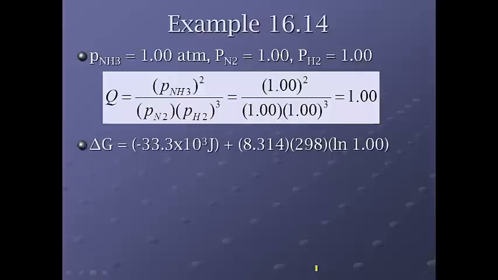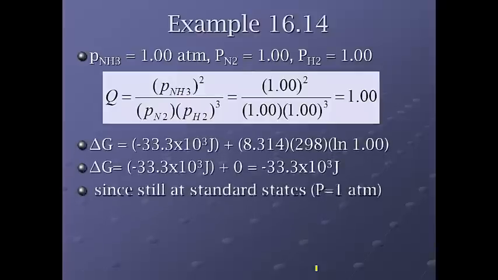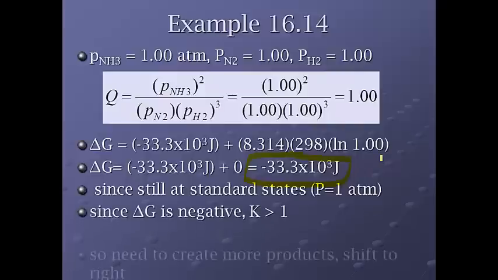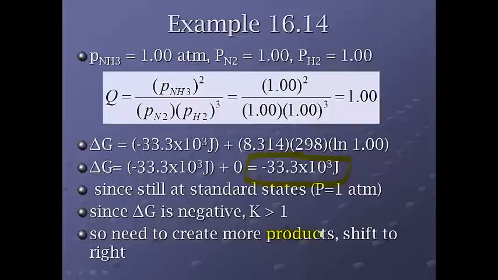Here our Q value is 1. We do the same thing. Now we've got a delta G equal to negative 33.3 times 10 to the 3rd joules, since we're still at standard states, meaning pressure is equal to 1 atm. Since the delta G is negative, K is going to be greater than 1. We need to create more products, so it's going to shift to the right. That's going back to the slide where I talked about whether delta G was negative, positive, or equal to 0. Since it's negative, K is greater than 1, we need to create more products and shift to the right in order to reach equilibrium.